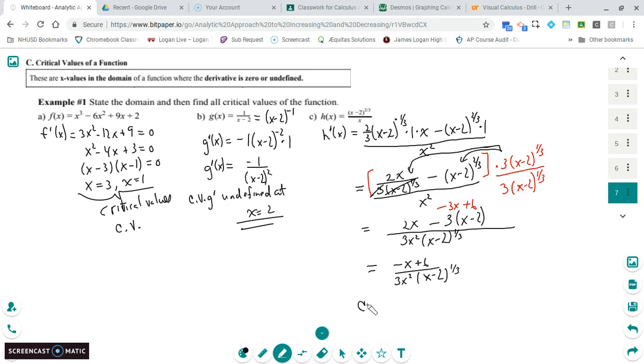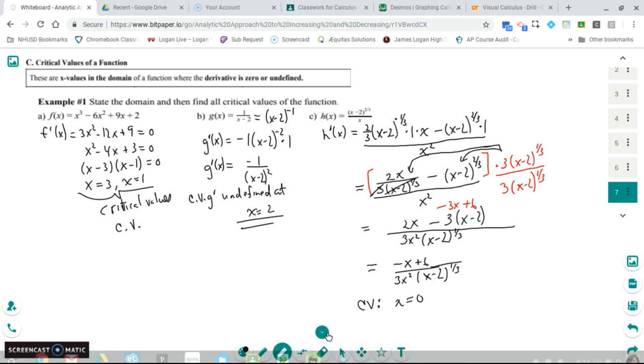Okay, so now let's answer the question. What are the critical values? The critical values are where the function is equal to 0. So since this is a rational function, that's where the numerator is equal to 0, and that would occur when x is 6. So at x equals 6, we have our first critical value.